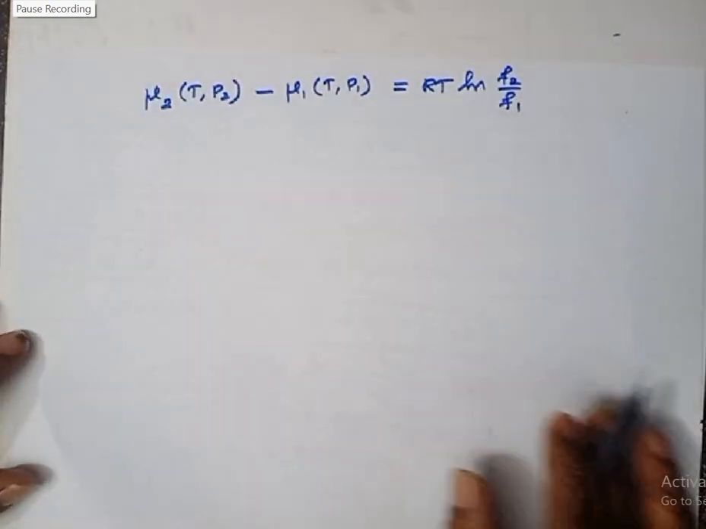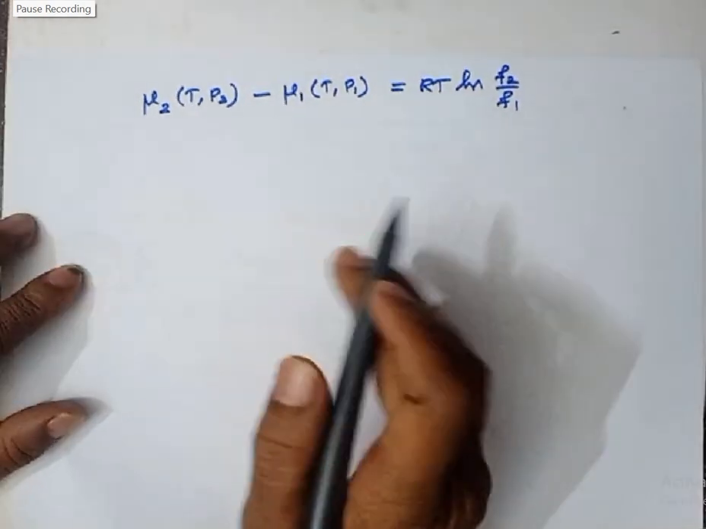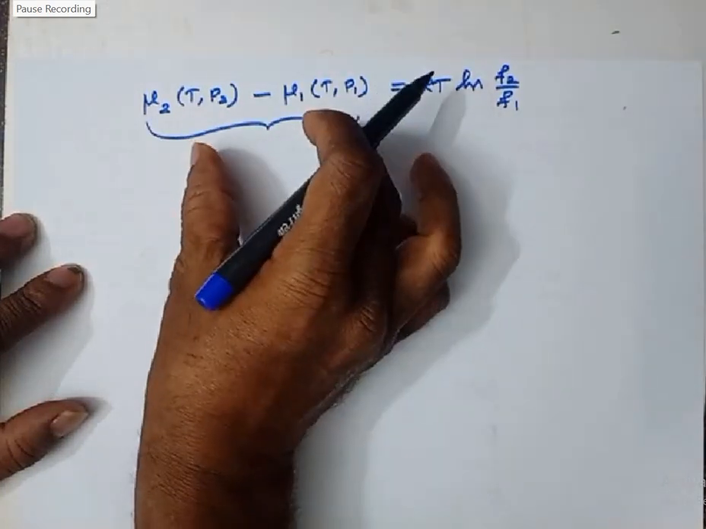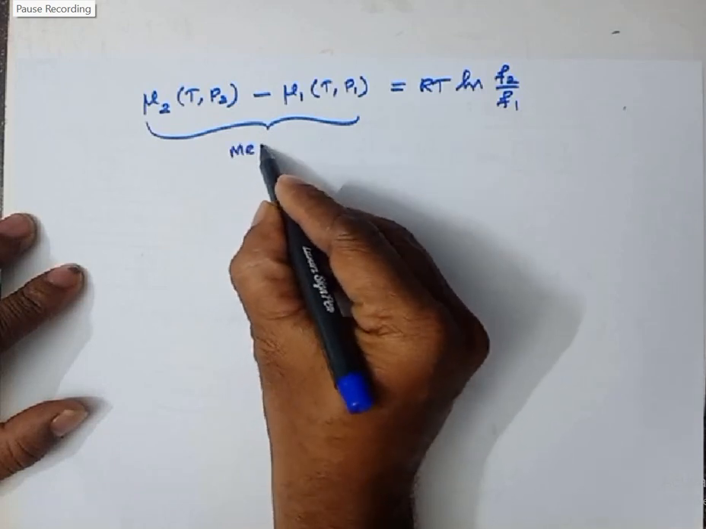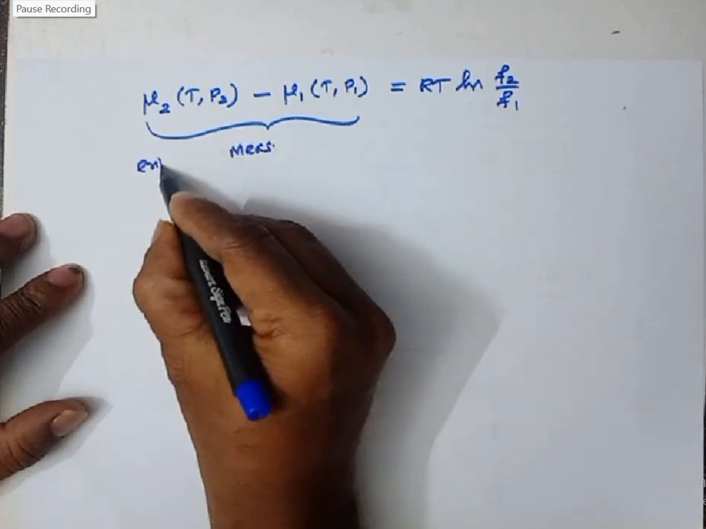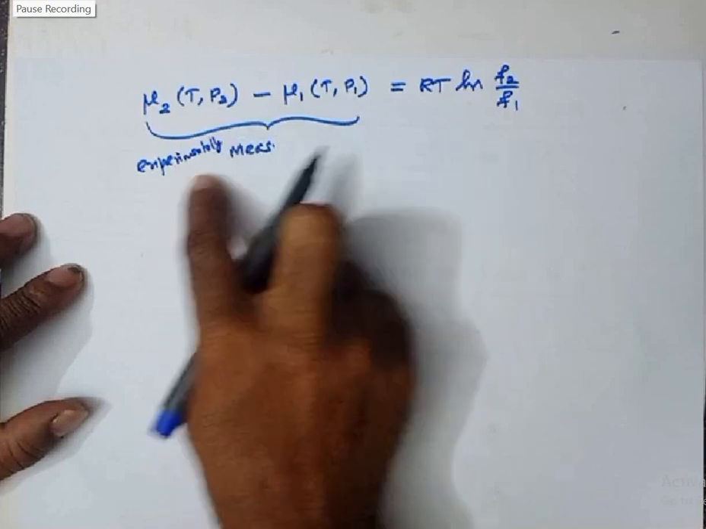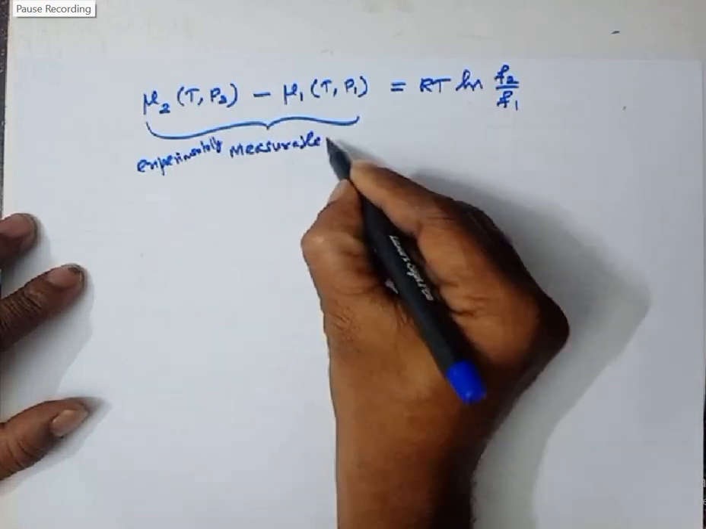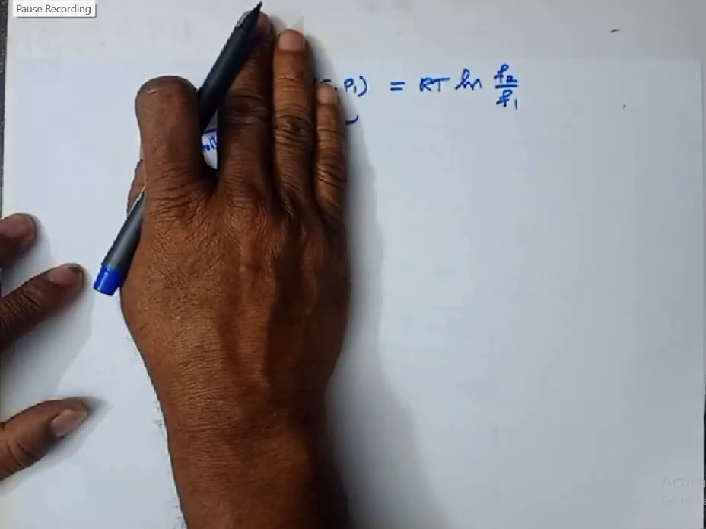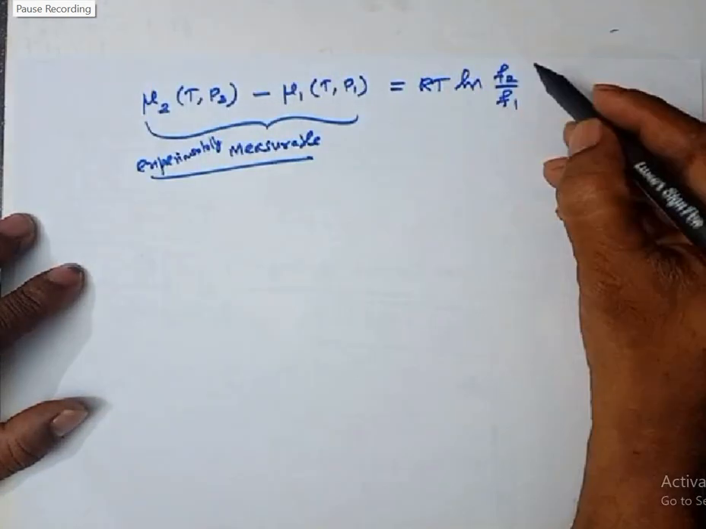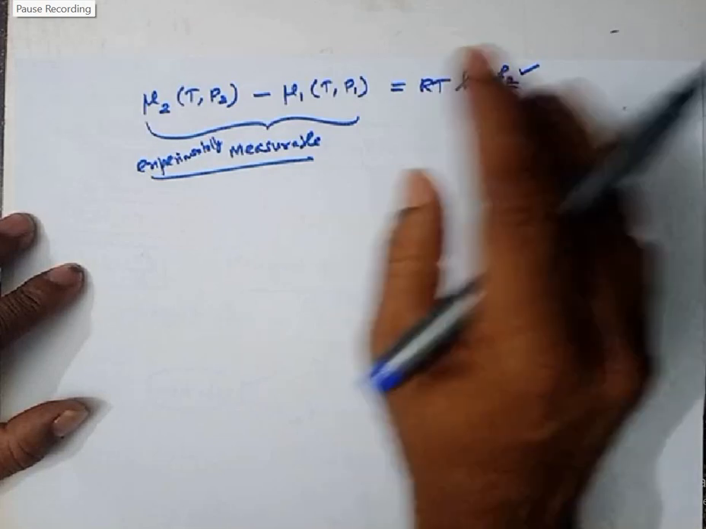Okay, observe this carefully. Right now I am going to give you one important idea. This we can get experimentally. Observe, this is nothing but delta mu. This we can measure experimentally. Mu2 minus mu1 is an experimentally measurable quantity. Left hand side I know, I can measure experimentally. But I have F2 and F1, and I don't know what F1 is and I don't know what F2 is.